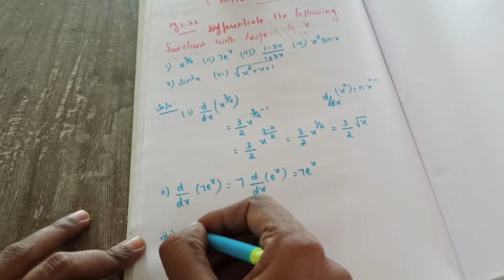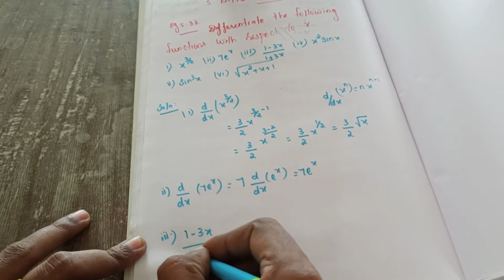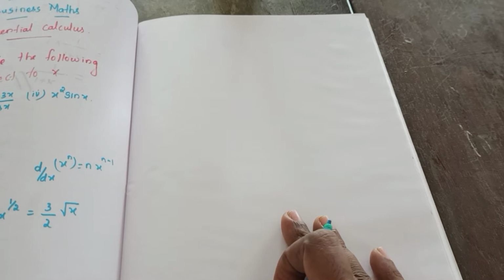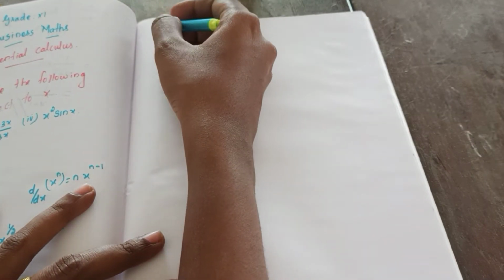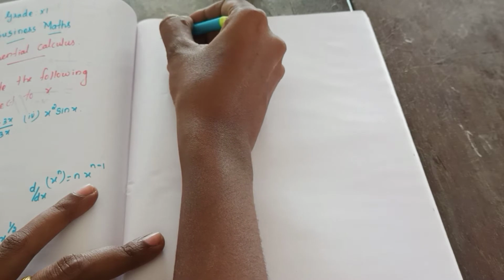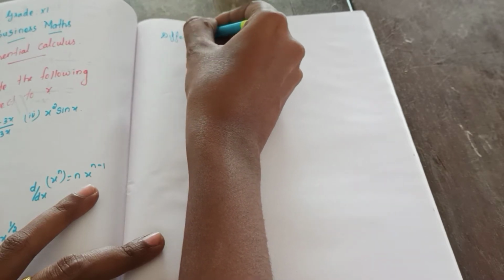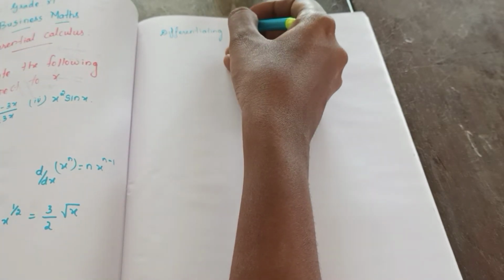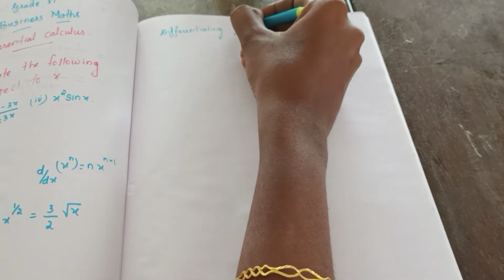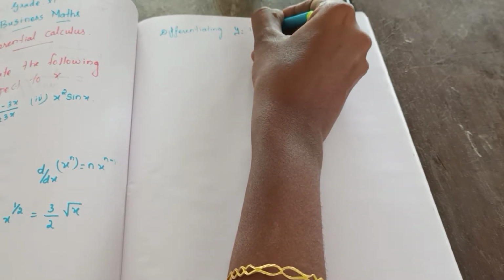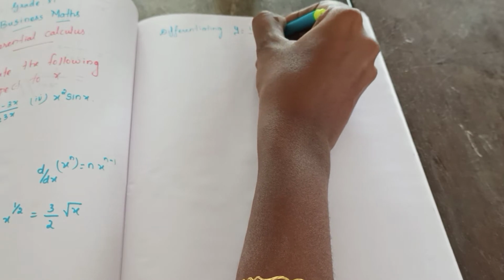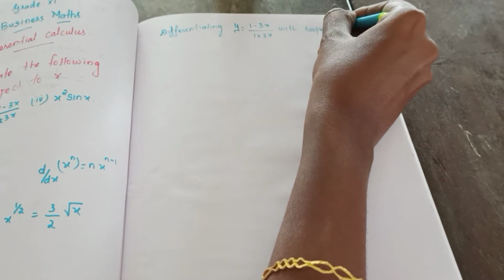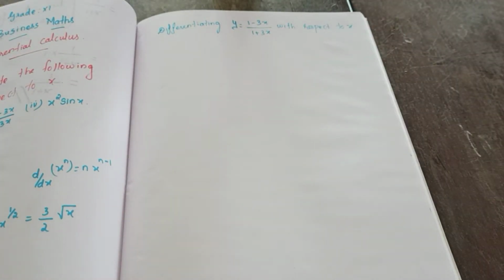Next, the third one is 1 minus 3x divided by 1 plus 3x. This is somewhat different. Listen here. First we are going to differentiate this. Take this as y, that is, y is equal to 1 minus 3x divided by 1 plus 3x, and we differentiate with respect to x.